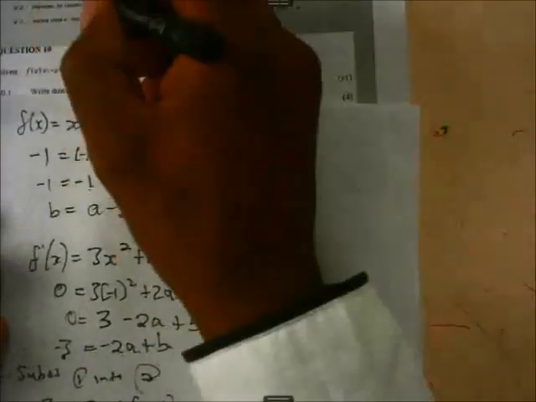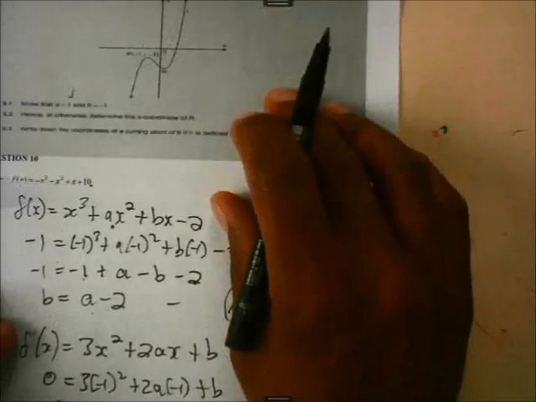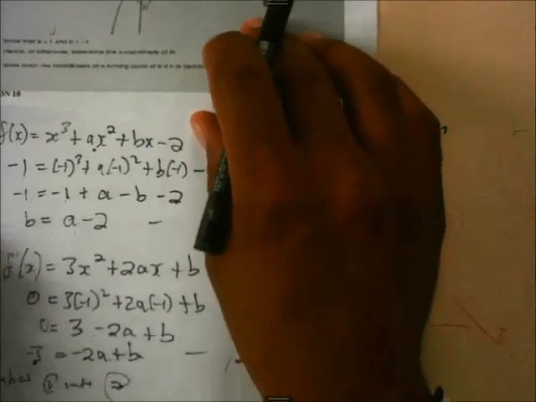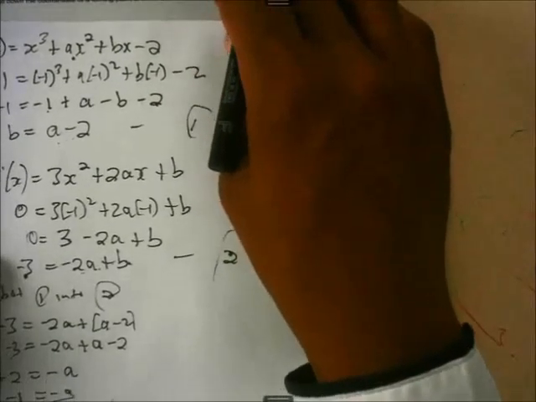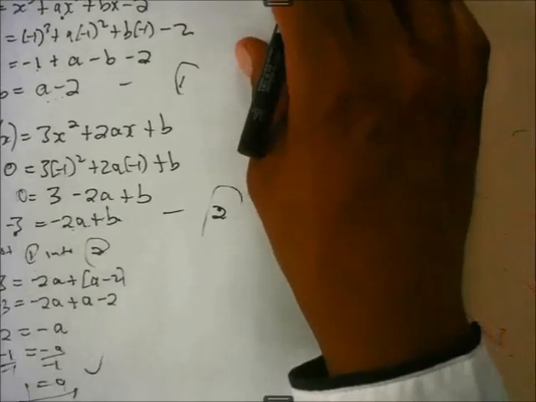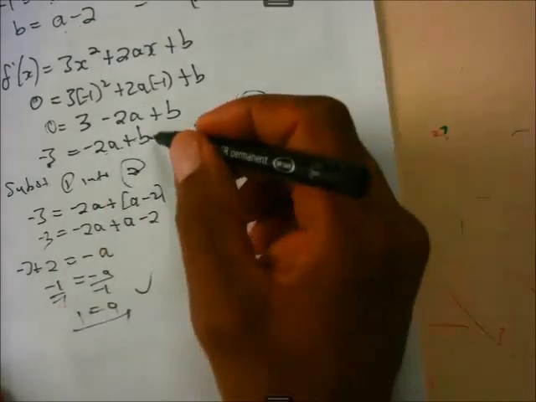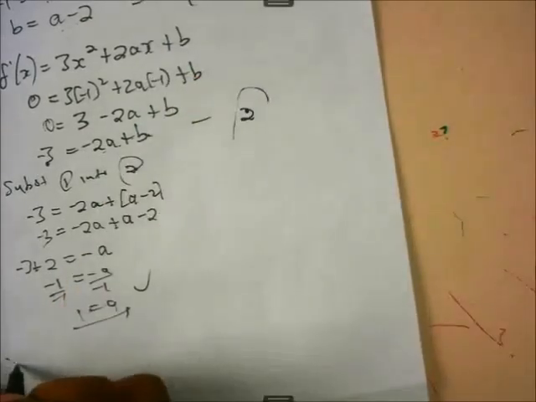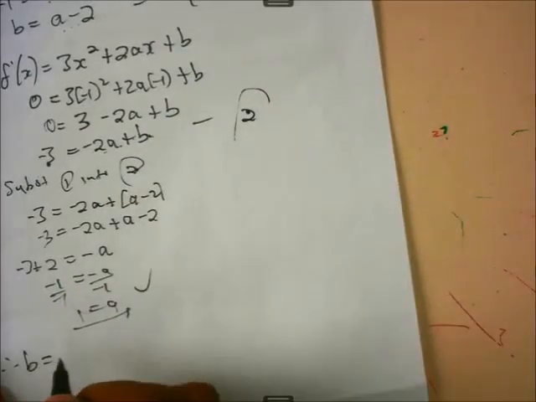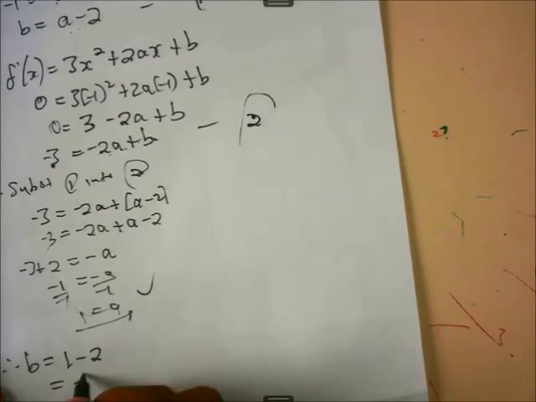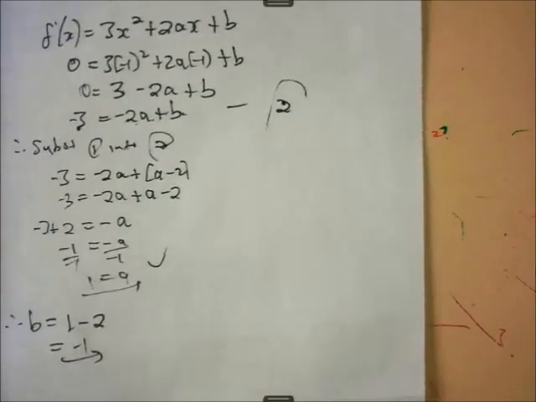Boys and girls, a here as well, they said that we must show that a is 1. Now what is remaining is to find the value of what? The value of b. Now what are we going to do here? We just substitute a in one of the two equations. Therefore, I can say b is equal to 1 minus 2. Then the answer there will be negative 1.